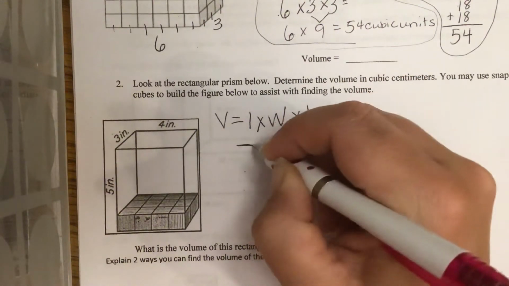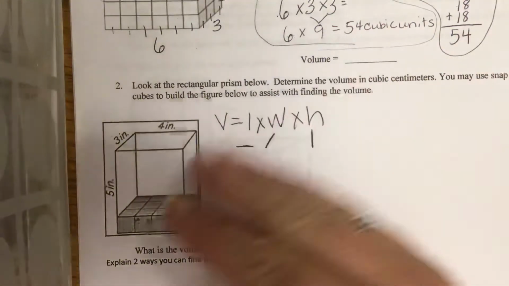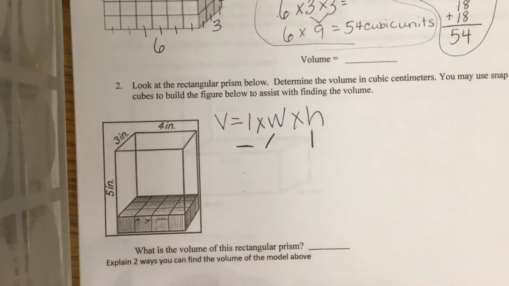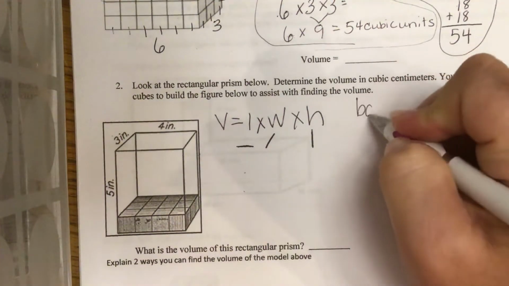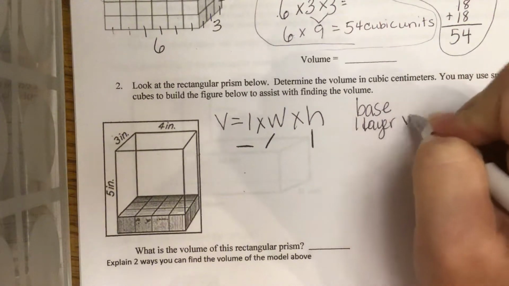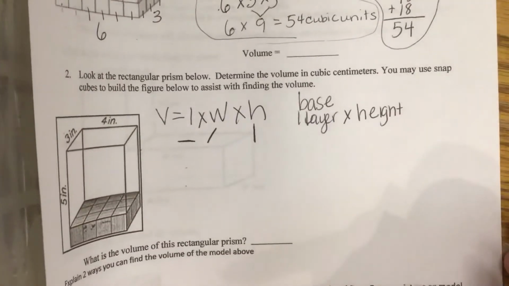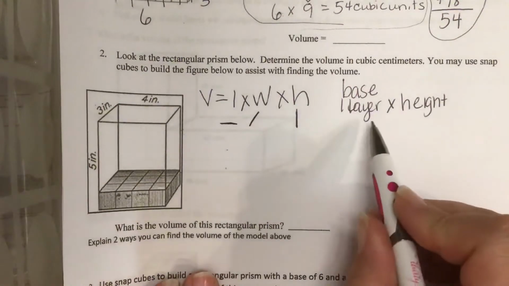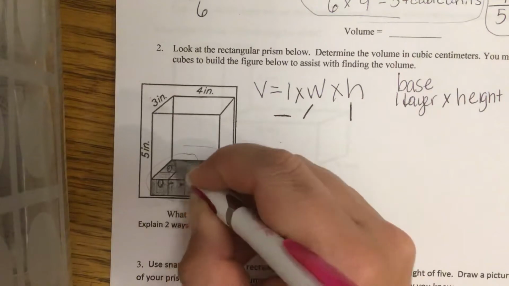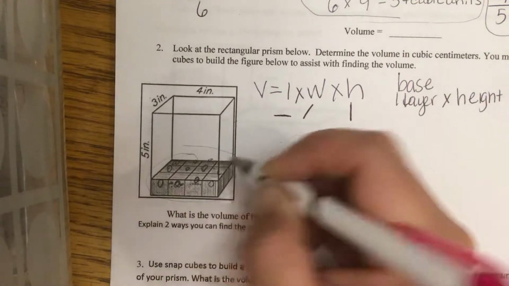I'm going to write length is horizontal, width is diagonal. We've talked about how length isn't always this way, but that's a good way for me to look at a picture. Or I'm going to find the base, which is one layer, and multiply that by the height, the number of layers. So what do I have here? I'm going to choose to do this one first because I can easily count this base. 1, 2, 3, 4, 5, 6, 7, 8, 9, 10, 11, 12.